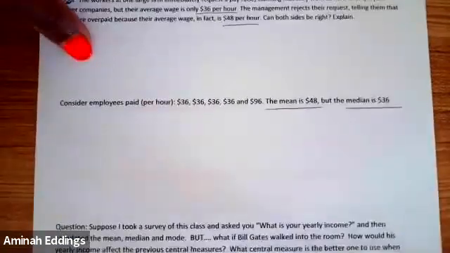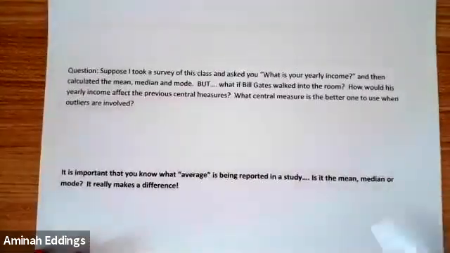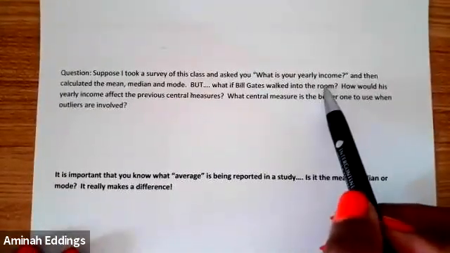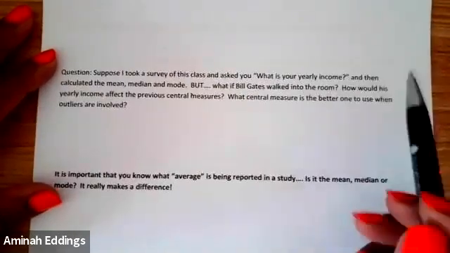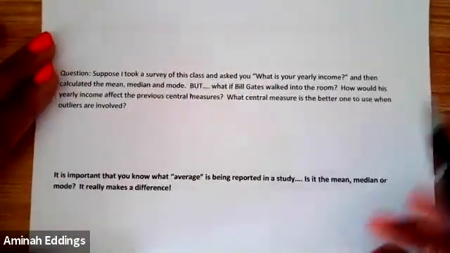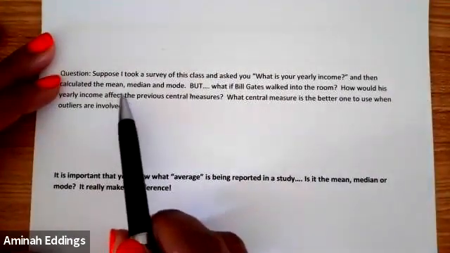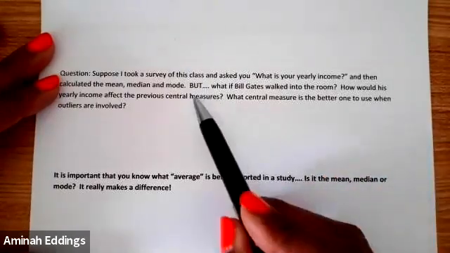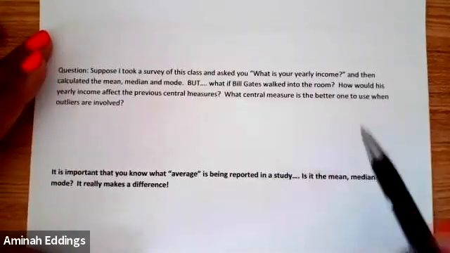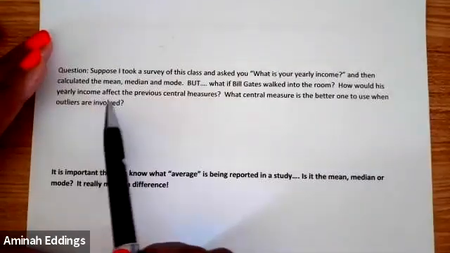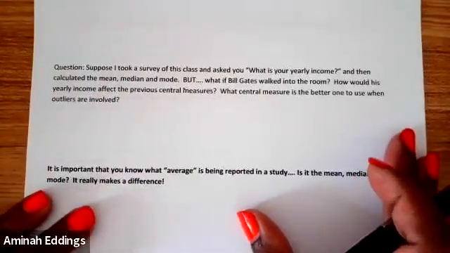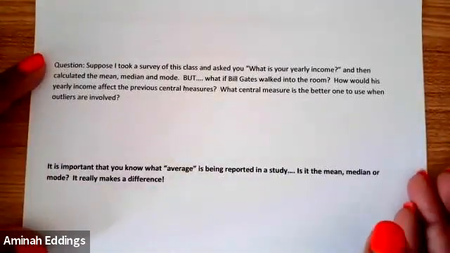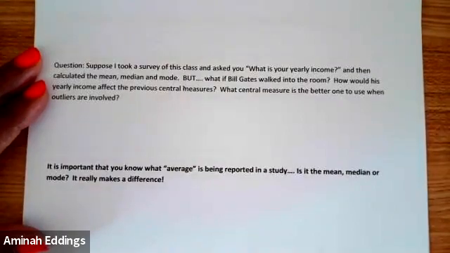Okay, let's look at another example. Suppose I took a survey of a class and asked, what is your yearly income? I noted all of those incomes. Then I calculated the mean, median, and mode. But what if then Bill Gates walks into the room? How would this yearly income affect our previous central measures? And what central measure do you think is a better one to use when outliers are involved?